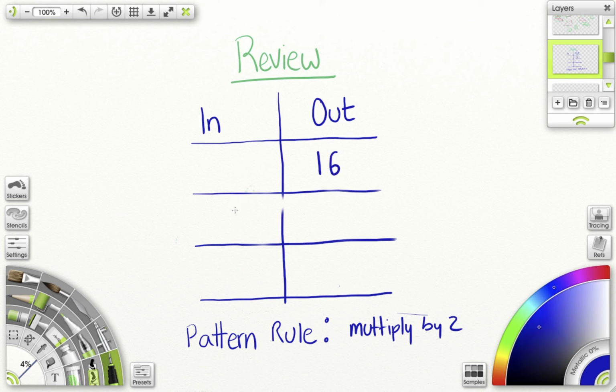And the input number here is 9, and the output number here would be 20. I need to find these missing spaces here. Well, I already know how to do my input number to get this output number. I just multiply it by 2. So 9 times 2, that equals 18. So that one's pretty easy to figure out.